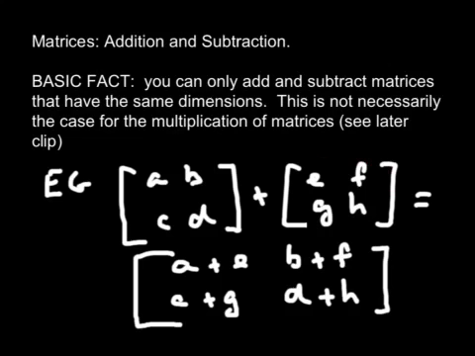So really, to add a matrix, all I need to do is add the corresponding cells in each matrix. So the answer to this is simply A plus E. Whatever numbers A and E are, you simply add them and put your answer in the corresponding top left cell of your matrix. And B plus F, etc., etc.